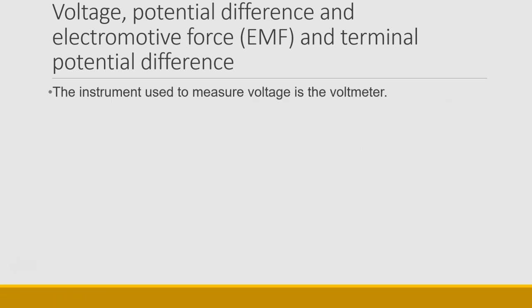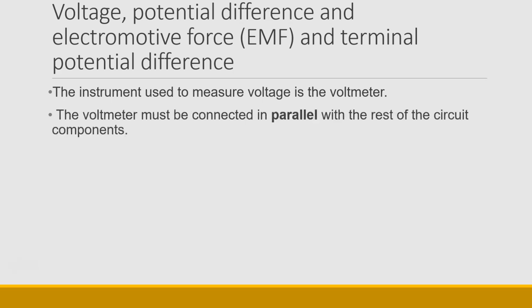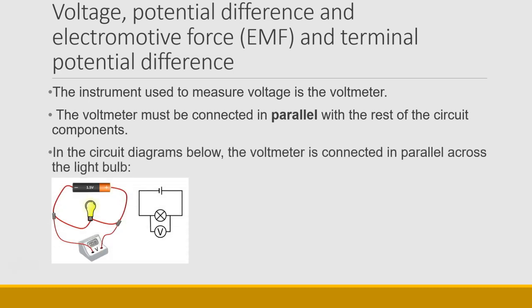The instrument used to measure voltage is the voltmeter, and a voltmeter is always connected in parallel with the rest of the circuit components. So what we mean by that is that the voltmeter cannot be connected along the conducting wire, but it needs to be connected above or below the conducting wire. So here the voltmeter is measuring the voltage of the light bulb. We could also place a voltmeter above the cell, which would provide us with the voltage of the cell.